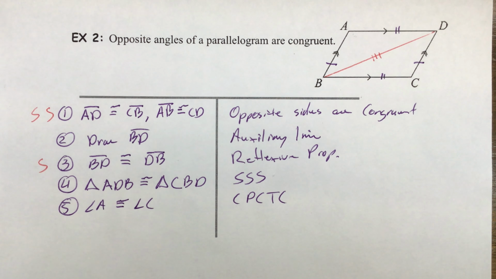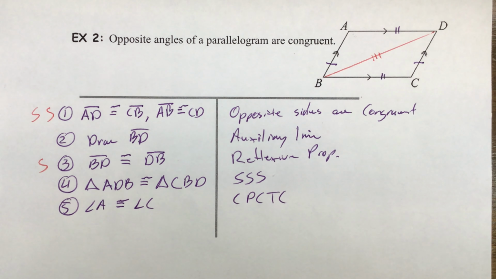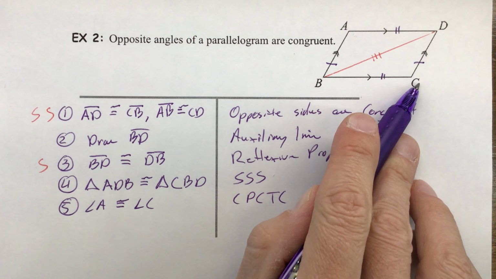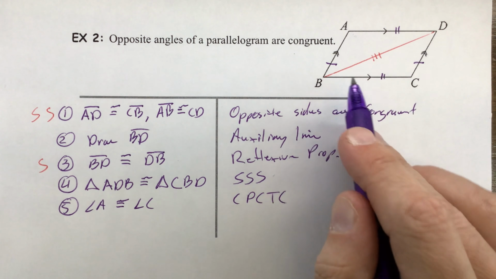We can do that. Now, as far as B and D proving that they're congruent to each other, we could rewrite some things here. We could reset, we could draw another diagonal here at AC. You still get side, side, side. You would still use CPCTC to show that B and D are congruent.